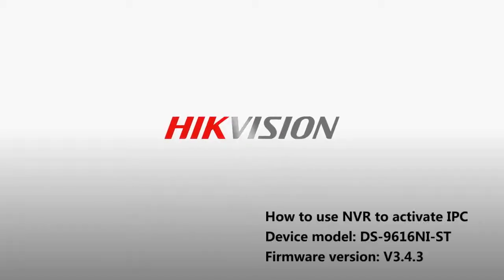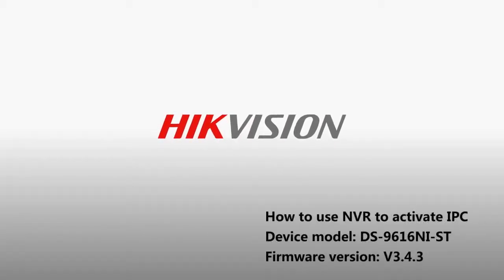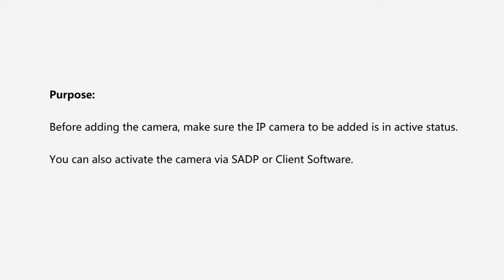How to use NVR to activate IPC. Purpose. Before adding the camera, make sure the IP camera to be added is in active status. You can also activate the camera via SADP or client software.